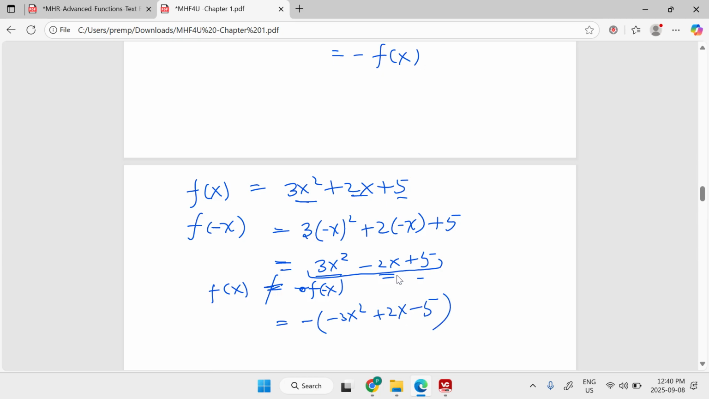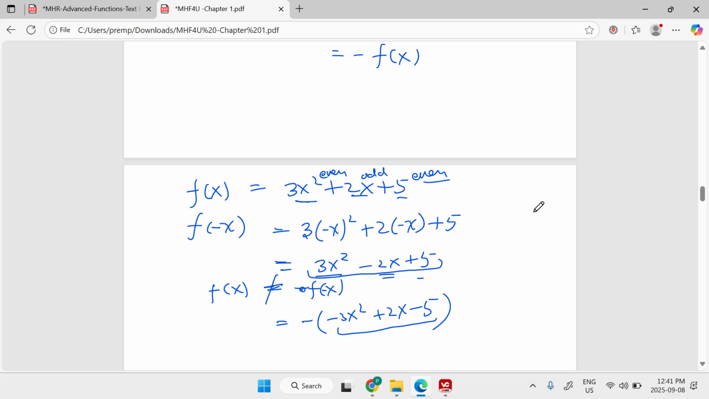Remember, when you factor out negative from any function or any expression, all the signs of inner terms will change. So now again, if you see it, it's not f(x). So that means this function does not fall in the category of either. Neither is it even nor is it odd. And the reason for that is because here the degrees are mixed. So you can see first degree is odd, second degree is even, and third is again a kind of odd. So those are the things that we can check.